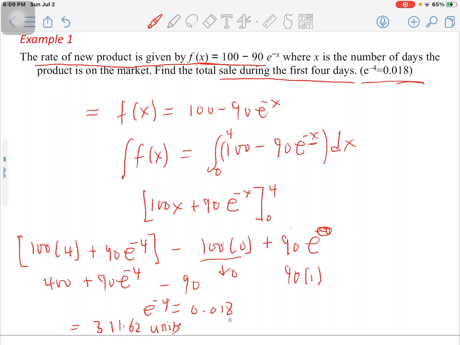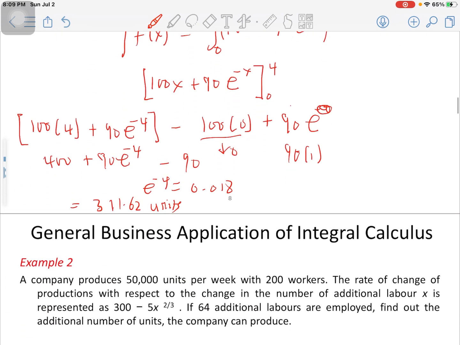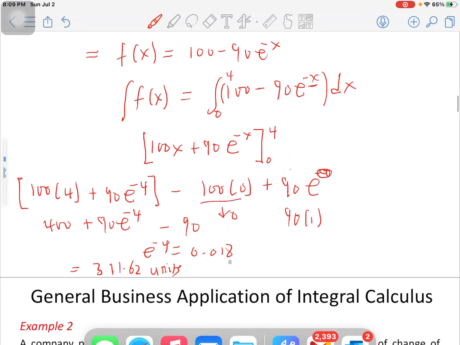So if you want to solve it again, please stop the video and then play everything over and at least solve it first before you start watching how I was doing it.